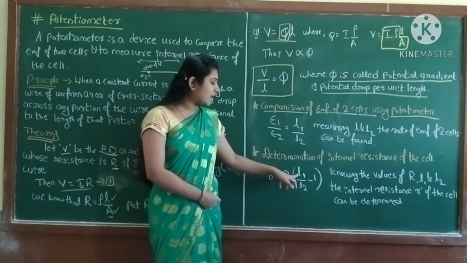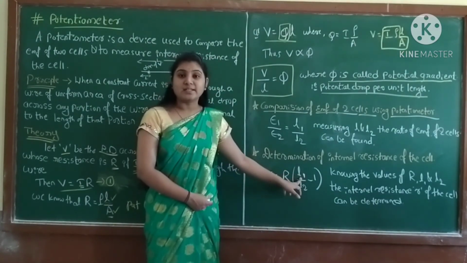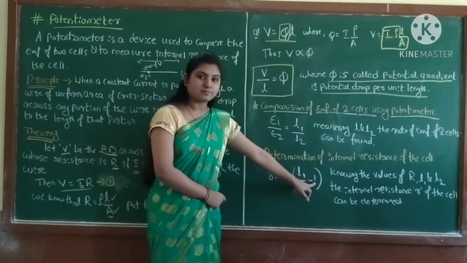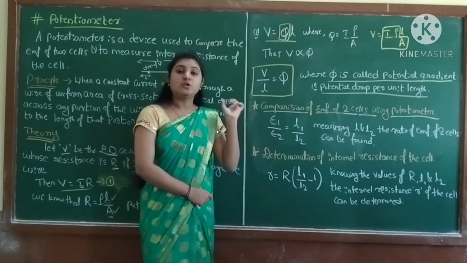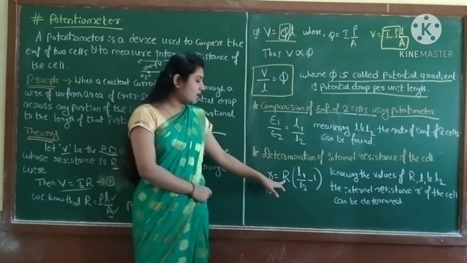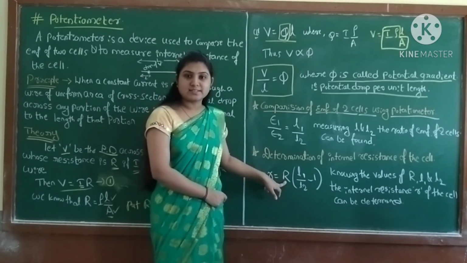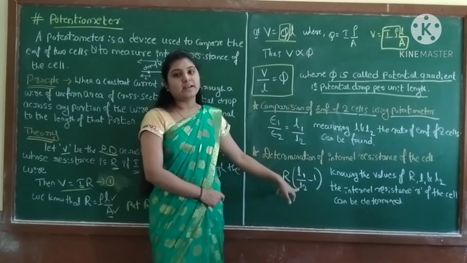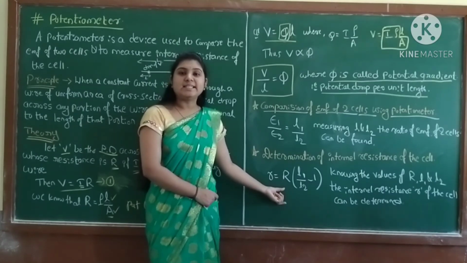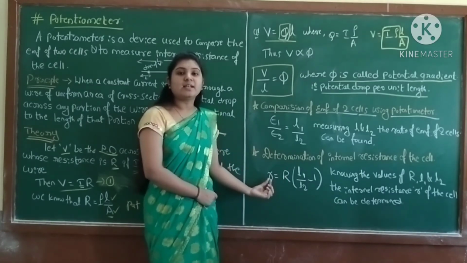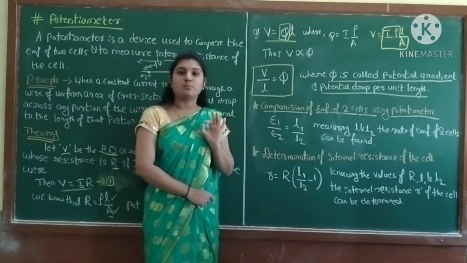Correct? And in the bracket we are considering the ratio of the lengths of the wires, L1 and L2, minus 1. By using this value, while doing the practicals, first we measure these three values. So we will get to know the resistance R, L1 and L2, and we put the values in this equation. So easily we can calculate the internal resistance of the circuit by using the potentiometer.